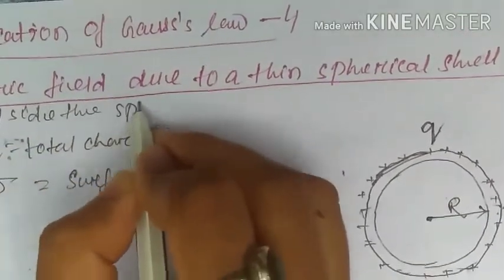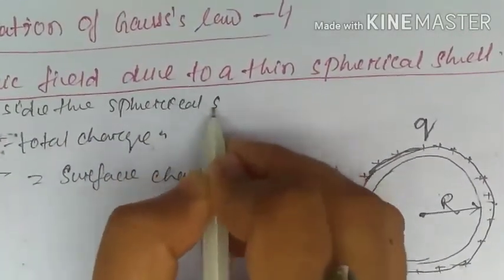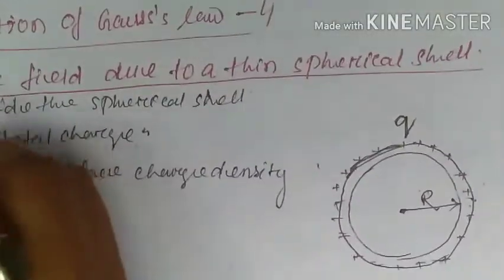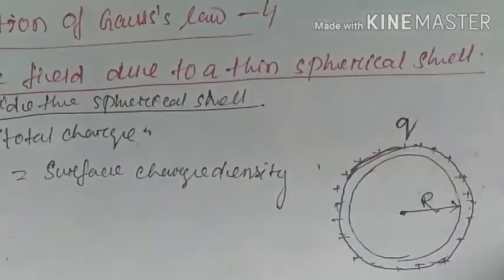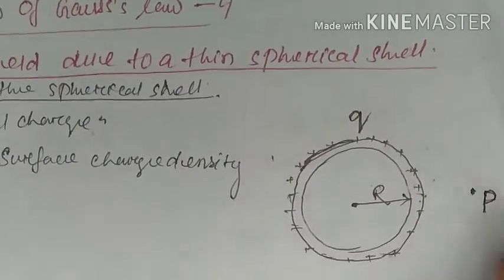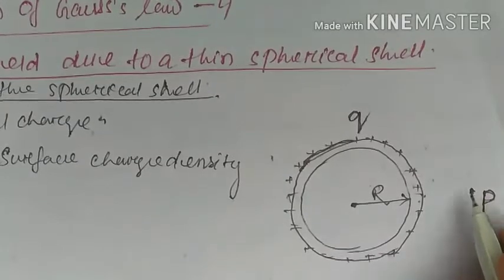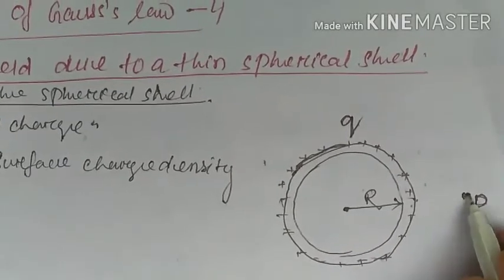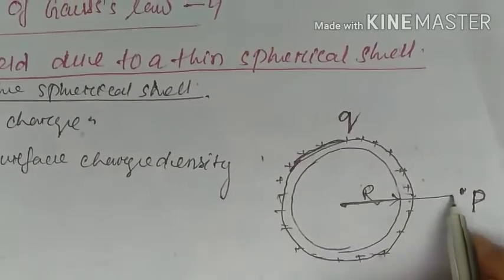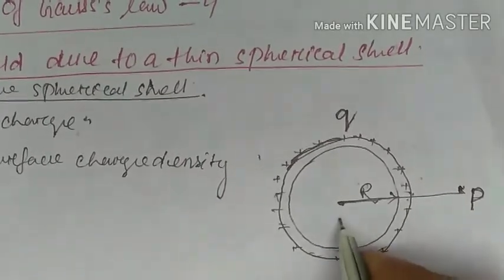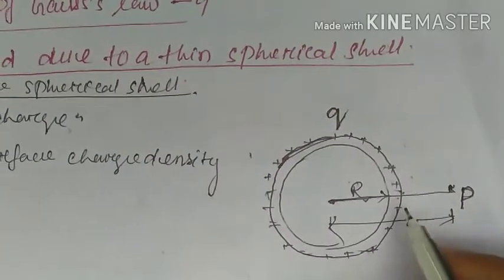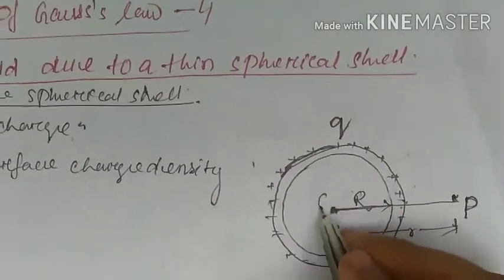Outside the spherical shell, P outside the spherical shell. So to determine the electric field at point P, let this point be at a distance r, small r, from the center O.